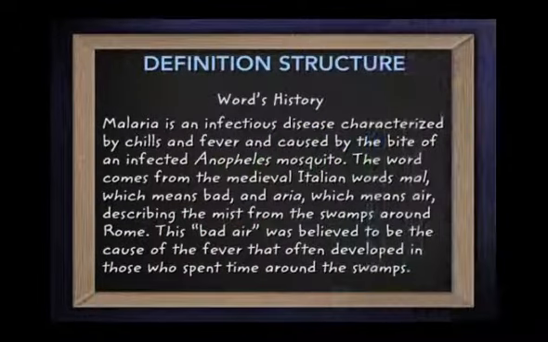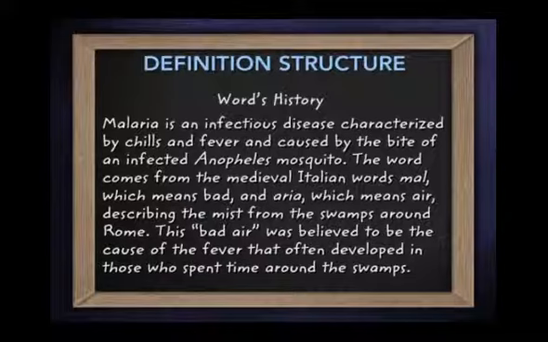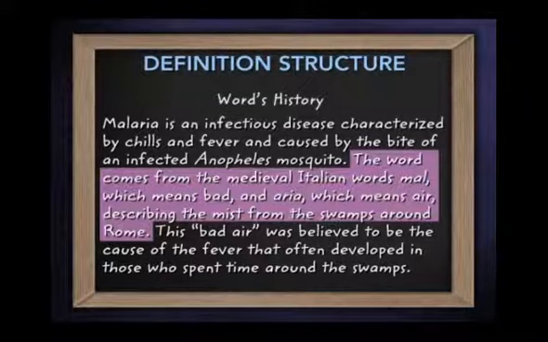It is developed through the word's history. Looking back at the paragraph, the word comes from the medieval Italian words mal, which means bad, and area, which means air, describing the mist from the swamps around Rome. Since I have the word's history, its origin, I can tell that that is the primary method of development here. I chose this method because I thought it was a very interesting way to tell about the word.